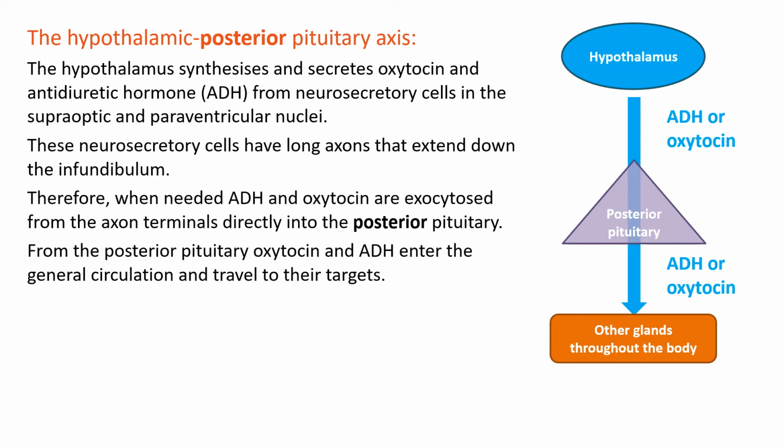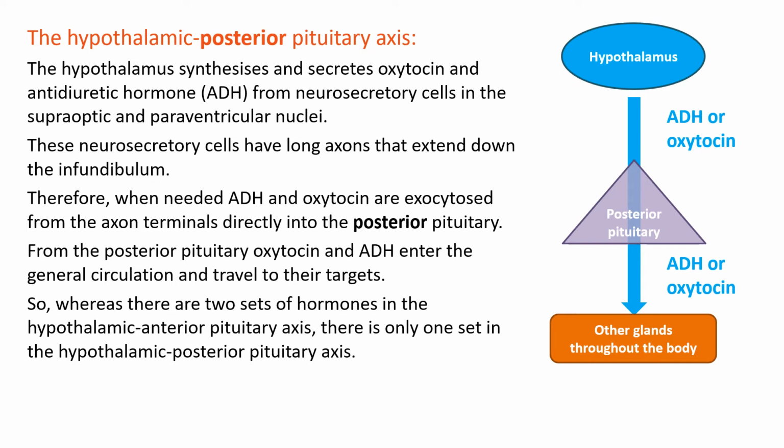So you can see here we've only got one set of hormones, if you like. Whereas there are two sets of hormones in the hypothalamic-anterior pituitary axis, because we have releasing hormones that stimulate the secretion of tropic hormones, in the posterior pituitary axis there is only one set. Those hormones are synthesized by the hypothalamus and they're secreted by the posterior pituitary into the general circulation.